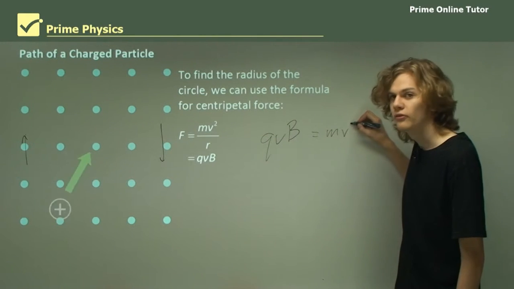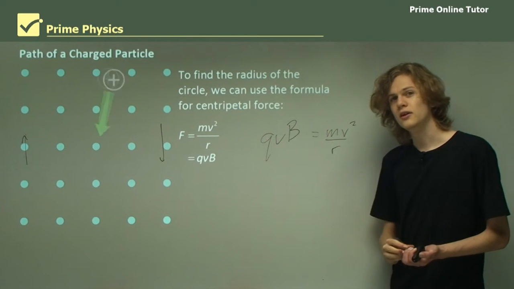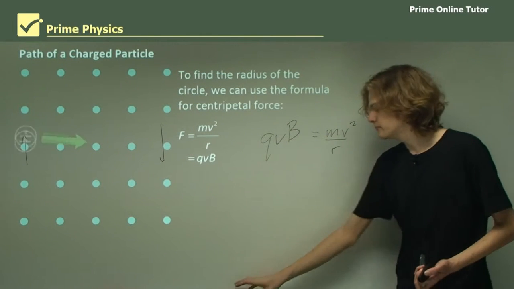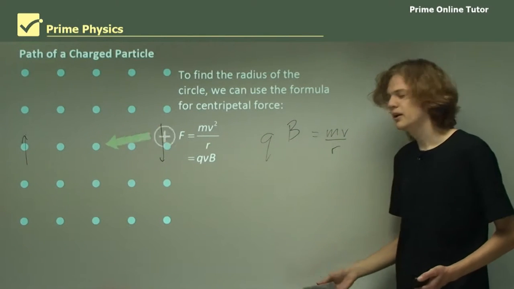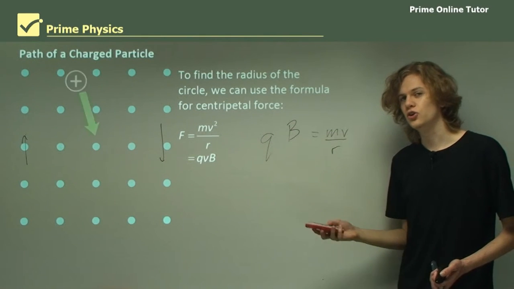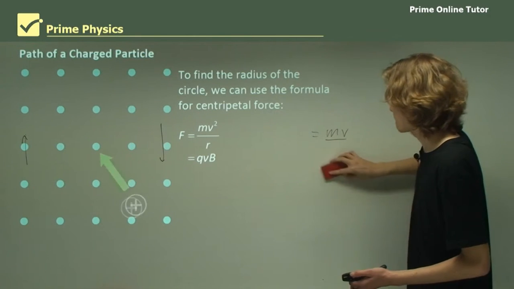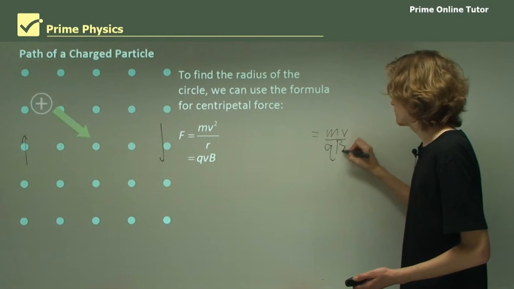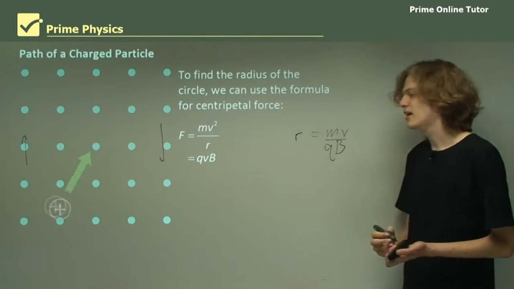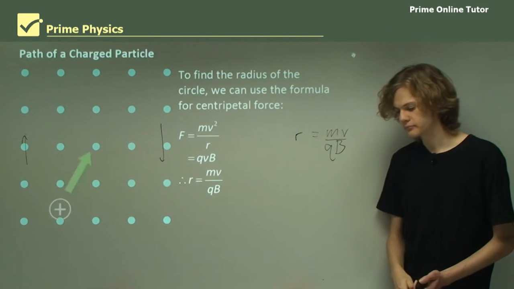So here we have qvB equals mv squared on r. We can start by dividing both sides by v to get rid of the squared. Next, we can divide both sides by qB and multiply by r, which gives us the following equation. r equals mv over qB, which is also seen here.